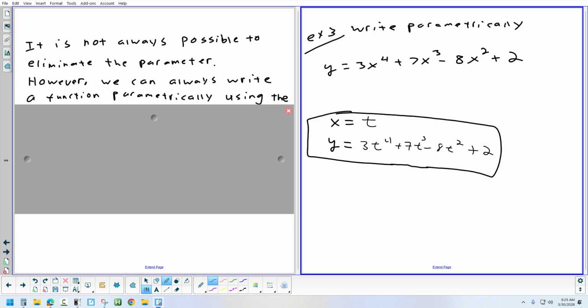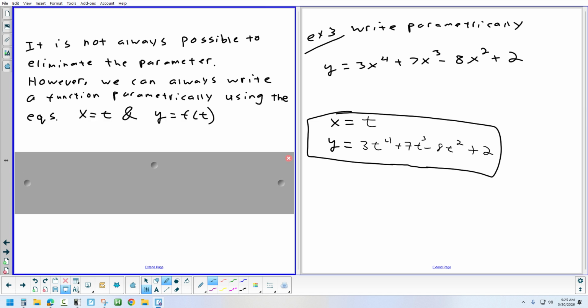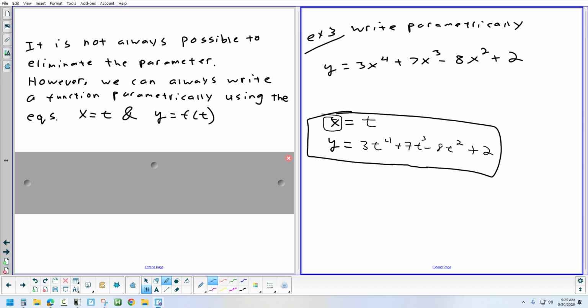Yeah, it's kind of a cheap way to do it, but it works. Technically, that is parametric. All you've done is make x equal t. So now if you were going to change this back to a function, I would say, okay, solve the x equation for t. Well, it's done. And then plug in, everywhere that you have a t in the y equation, plug in what t equals. Well, t equals x. So you just change all the t's back to x's, and you'd be back to what you started with. So, yeah. You can always do that if you want to make something parametric.